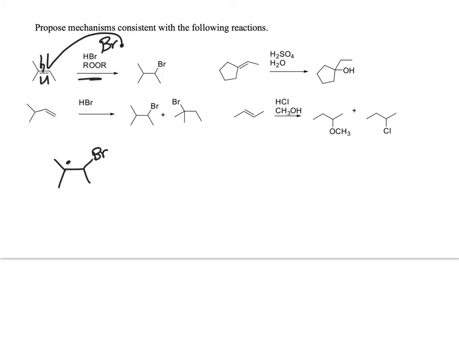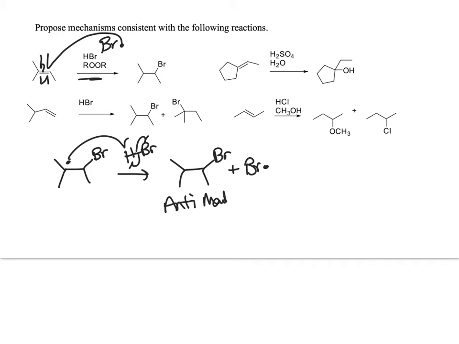And then the propagation step then would be with HBr, the free radical is generated, and this is your propagation step. You can see that that is the anti-Markovnikov product.